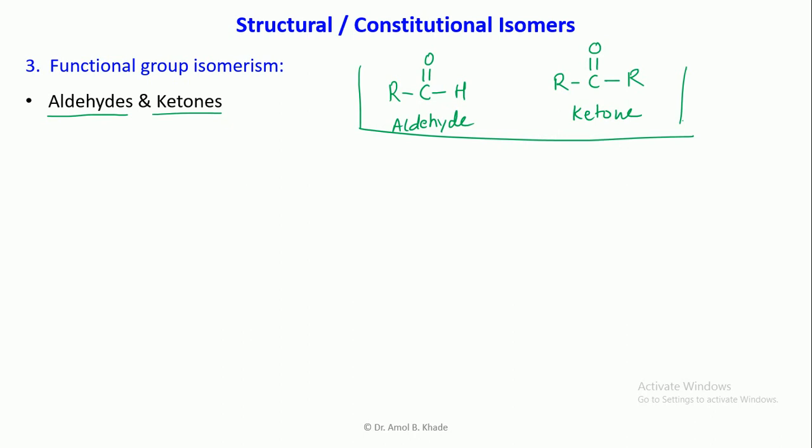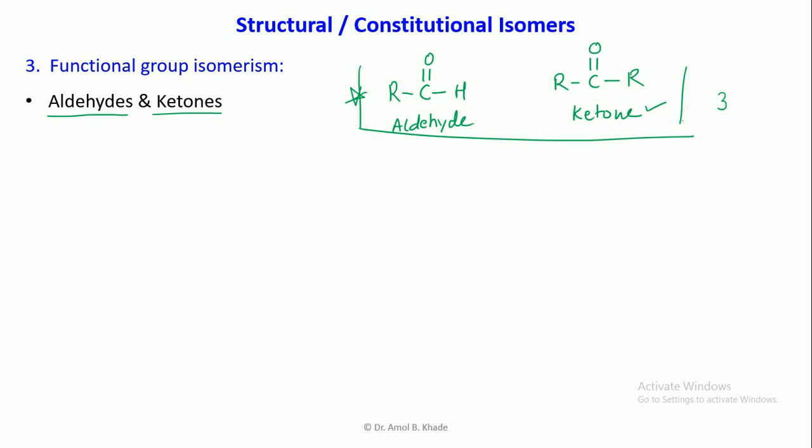Now if you want to draw the structure of a ketone, you require a minimum of 3 carbon atoms. Minimum 3 carbon atoms are required to make a ketone. But in case of aldehyde, even if 2 carbons are there, you can have the aldehyde. Now this is very important. You should know these generalized formulas for aldehydes and ketones. Using these two functionalities, we can have functional group isomerism in certain compounds.